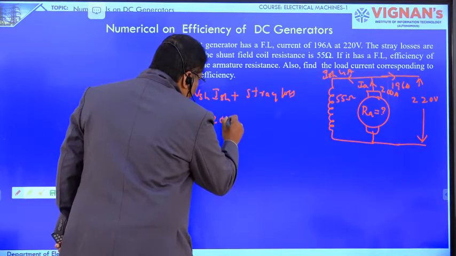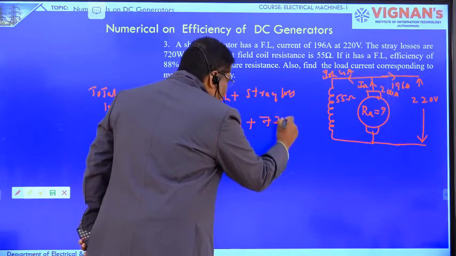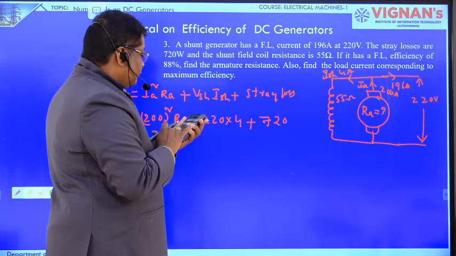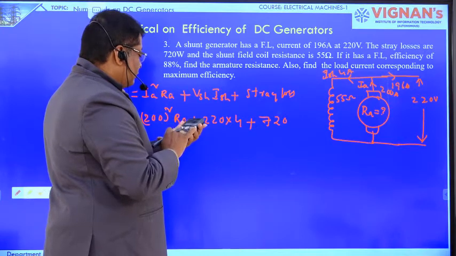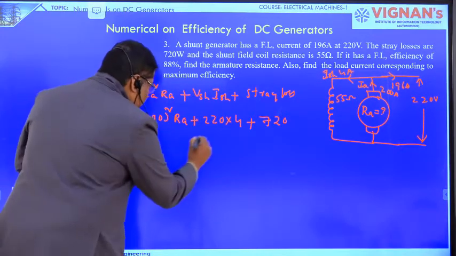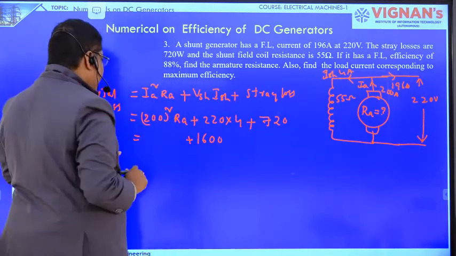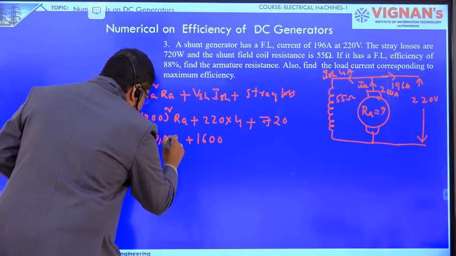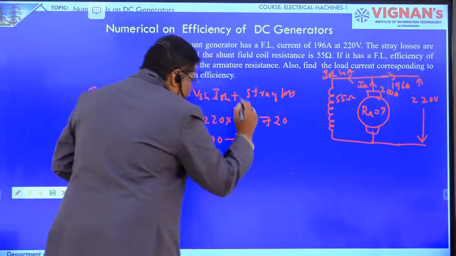IA squared RA plus stray losses, if we simplify this one, the sum of these two values you are getting 1600, this value you are getting 200 squared, or 40,000 RA. This you take as equation 1.